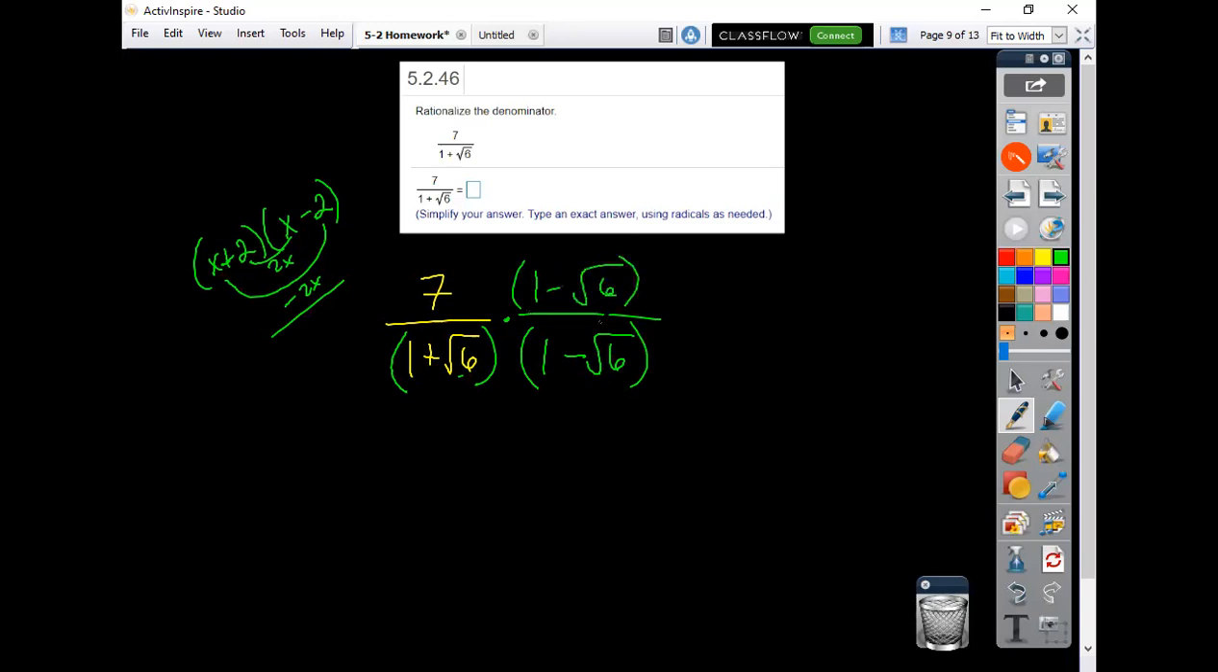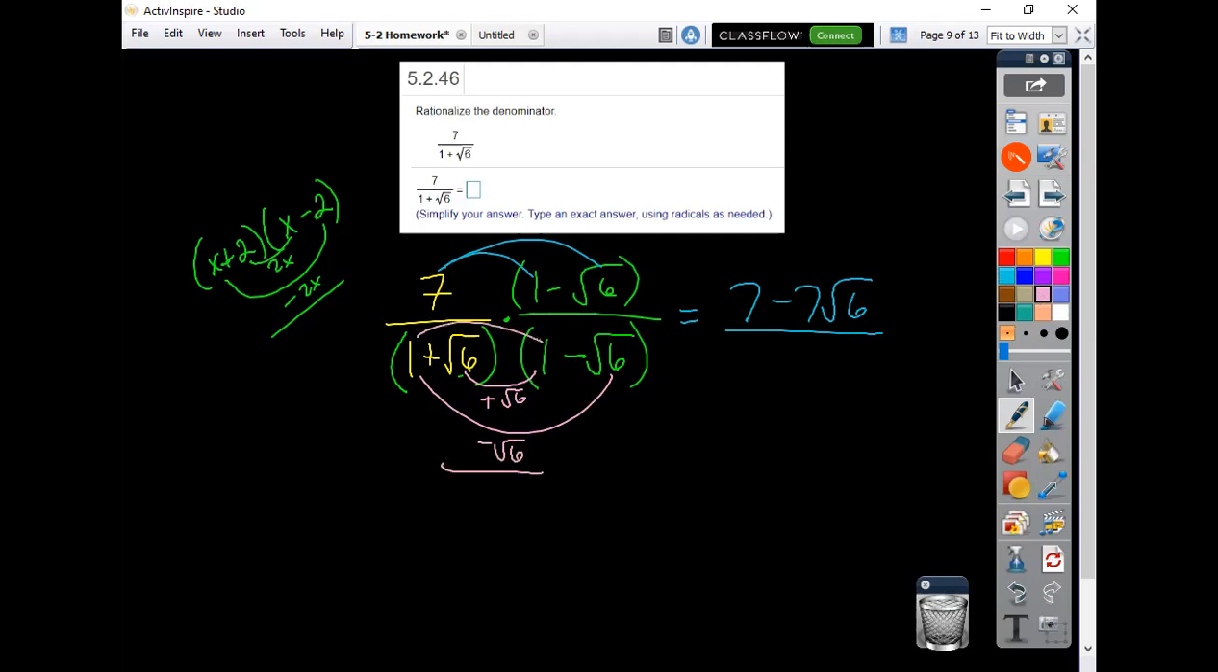And now multiply the top together. 7 minus 7 square root of 6. In the denominator, this is where that conjugate is supposed to get rid of it. There's a positive square root of 6. There's a negative square root of 6. So those do cancel each other out.